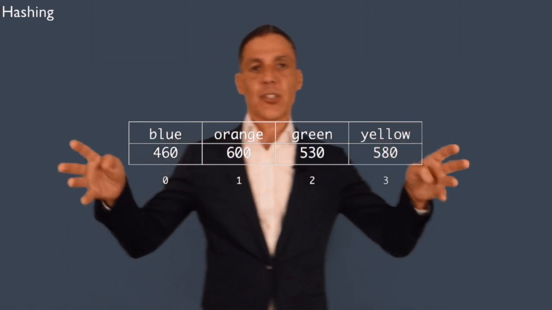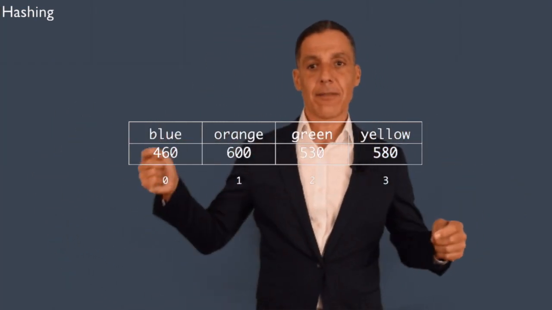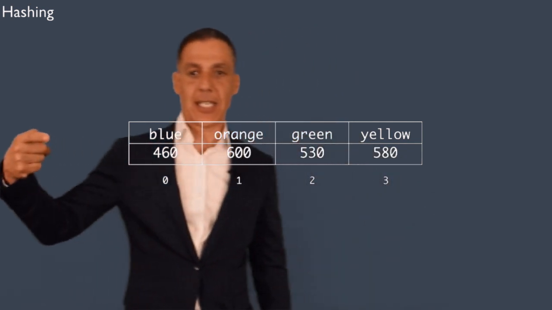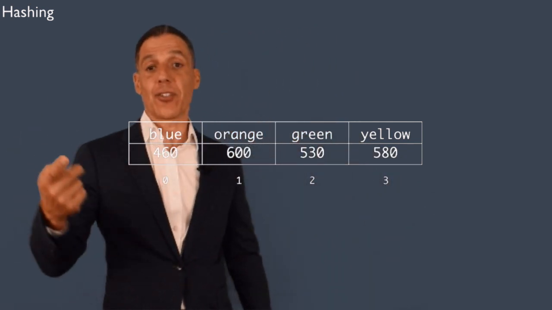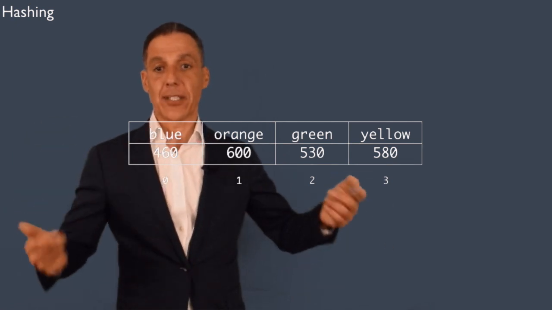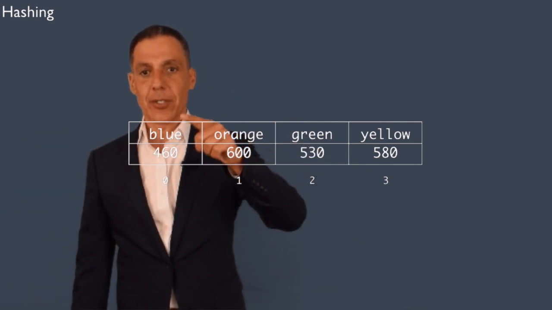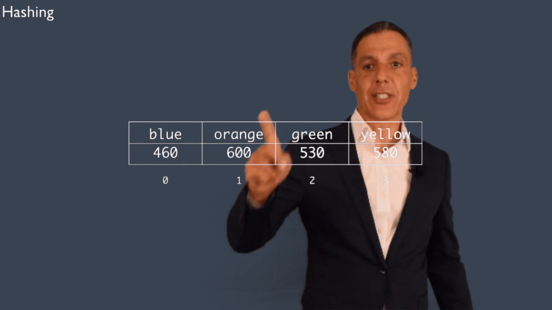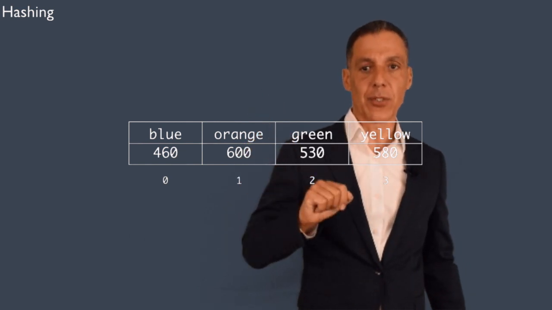Okay, let me remind you where we left off talking about dictionaries. The dictionary stores key value pairs. So the key is what we index on in a traditional list, that's 0, 1, 2, 3. In a dictionary, it can be anything including a string. So the dictionary of blue is equal to 460. The dictionary of orange is equal to 600.